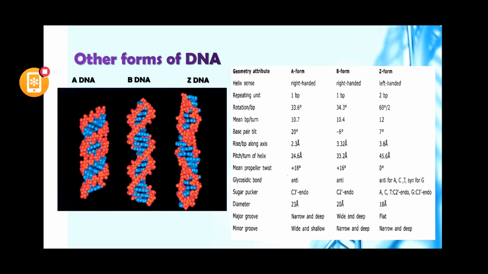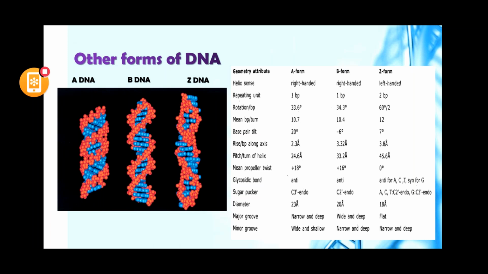Now, for the helix pitch, this helix packs 10.7 base pairs per turn in the A form of DNA, but the B form of DNA consists of only 10.4. So it has a greater number of base pairs in a turn. Because of this, the pitch, or the distance required to complete one turn of the helix, is 24.6 angstrom, whereas in the B form of DNA it is 33.2 angstrom.